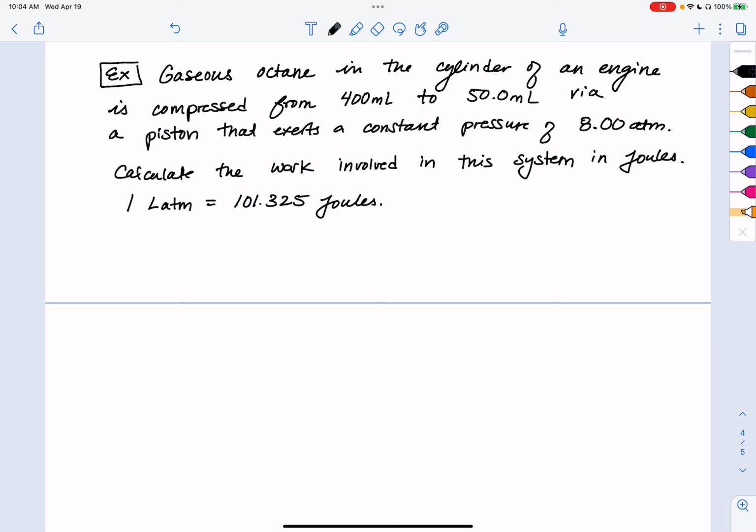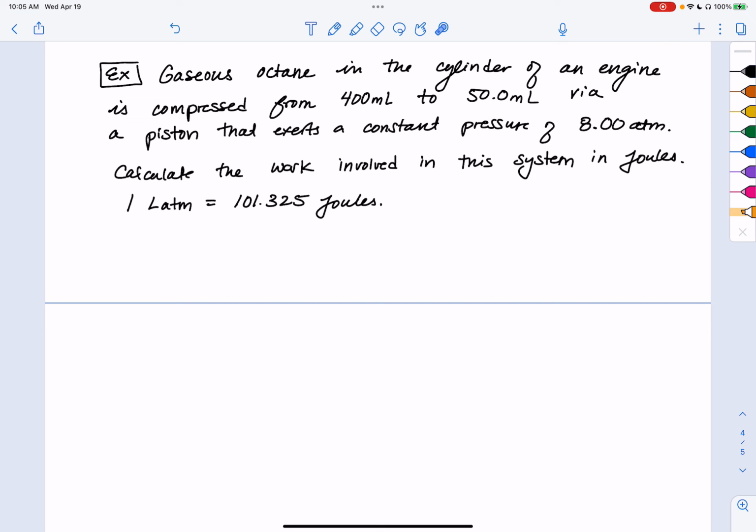We are talking about how to calculate pressure volume work, and I've given us a little example here. So let's talk about what goes on in your car's engine. It's a really simplified system in this example, but in general, the whole operation of your combustion engine is the compression and expansion of various gases, specifically things like octane.